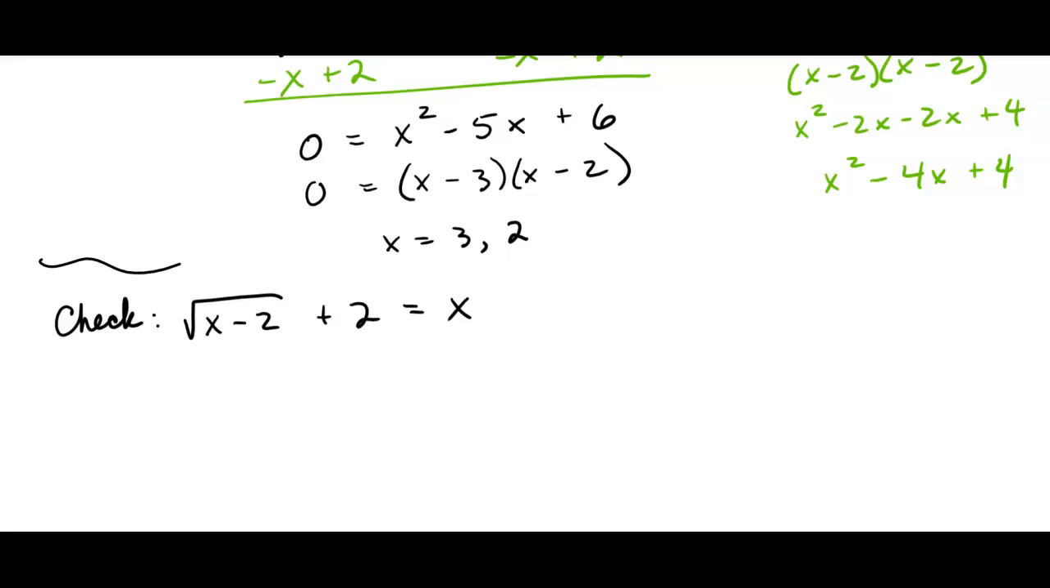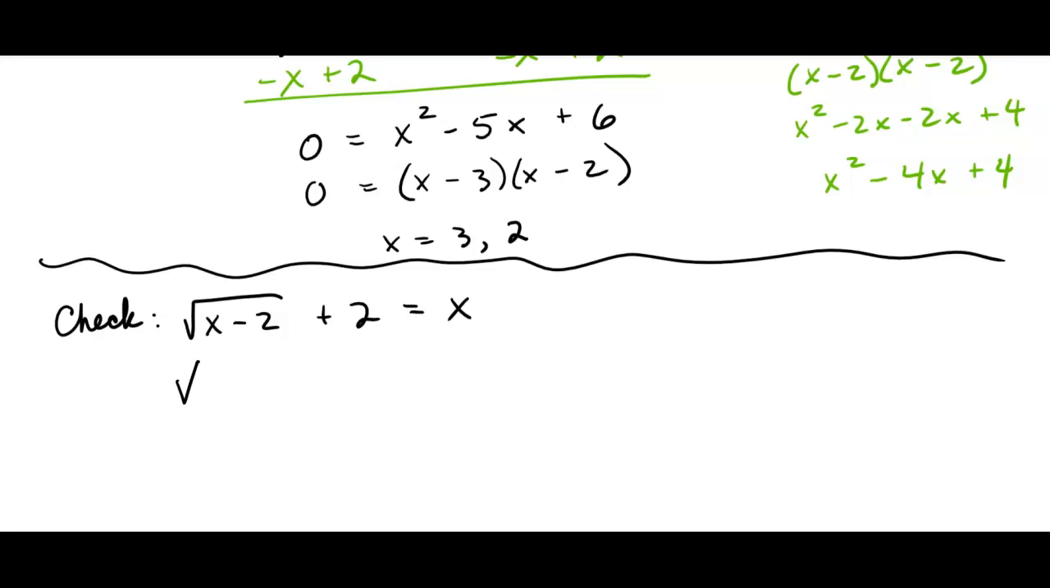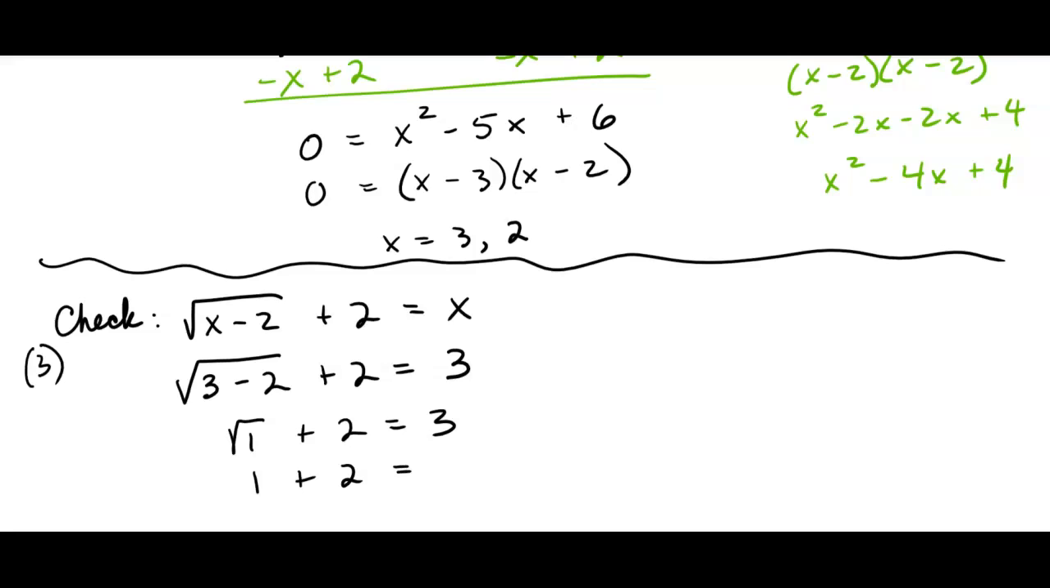Okay, so we're going to check the answers. We have to check each of them individually. Okay, so first of all, we've got to check the 3, and then we'll check the 2. Let's check the 3. So I'm putting a 3 in for x. So it looks like that. I'm checking 3 to see if it works. All right, 3 minus 2 is 1. Square root of 1 is 1. 1 plus 2 equals 3. Yeah, so 3 works. That's a solution.